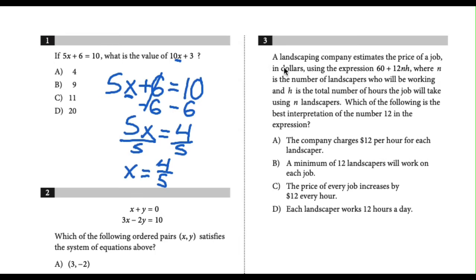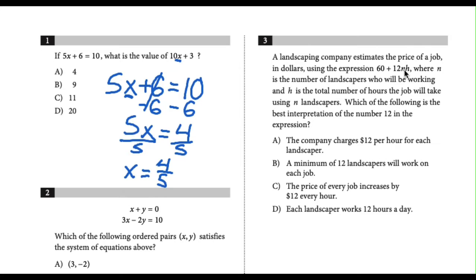Number 3. A landscaping company estimates the price of a job in dollars using the expression 60 plus 12 times n times h, where n is the number of landscapers who will be working, and h is the total number of hours the job will take using n landscapers. Which of the following is the best interpretation of the number 12 in the expression?